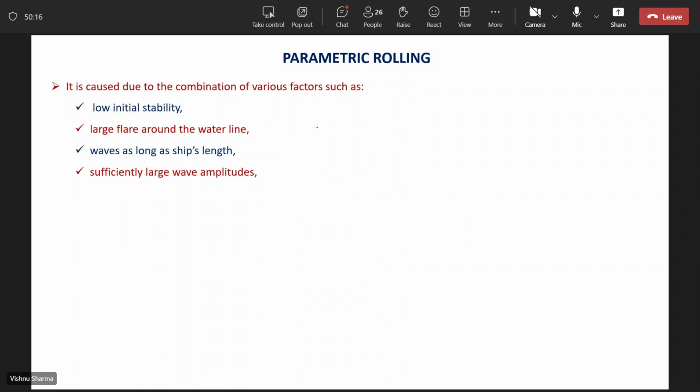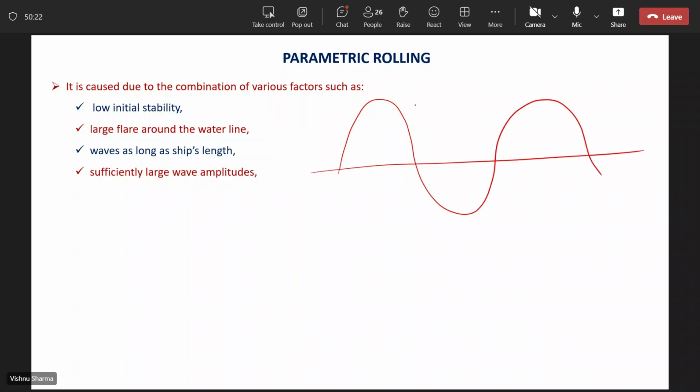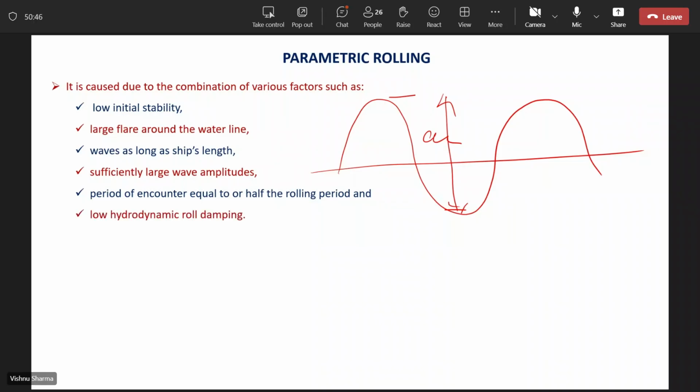Wave amplitude. What is the wave amplitude? This is the wave. The height between the crest and the trough. This is the amplitude, right? So if this is high, then the area changes will be much more. So if the wave amplitudes are high, that will be creating a situation for parametric roll. Period of encounter equal to or half the rolling period we just said a while back. Low hydrodynamic rolling damping. That means the shape of the ship is such that the hull does not have the inherent damping effect on the rolling.